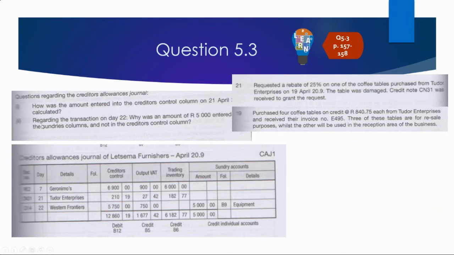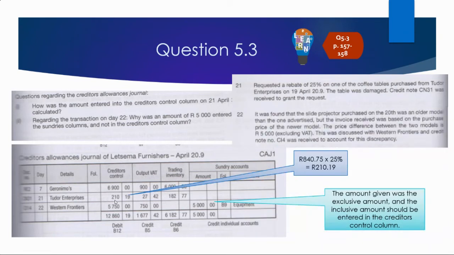Okay, let's look at the next question. Regarding the transaction on the 22nd, why was the amount of 5,000 entered into the sundries column and not in the creditors control column? So they're asking you, this 5,000 here, why is that recorded in here and not in your creditors control? Okay, so on the 22nd, let's look at what the information said.